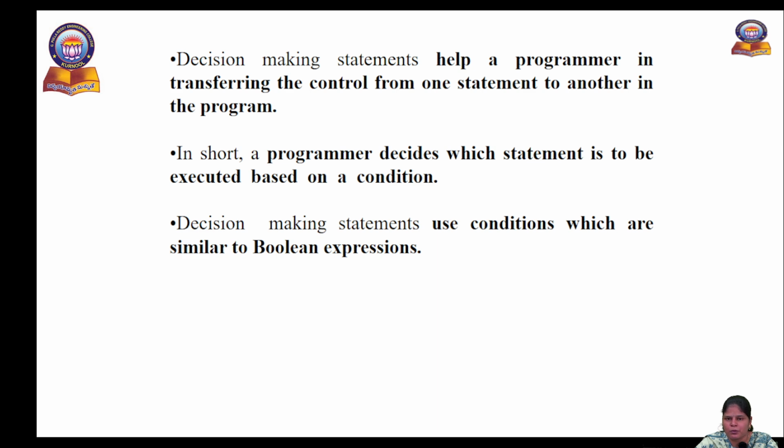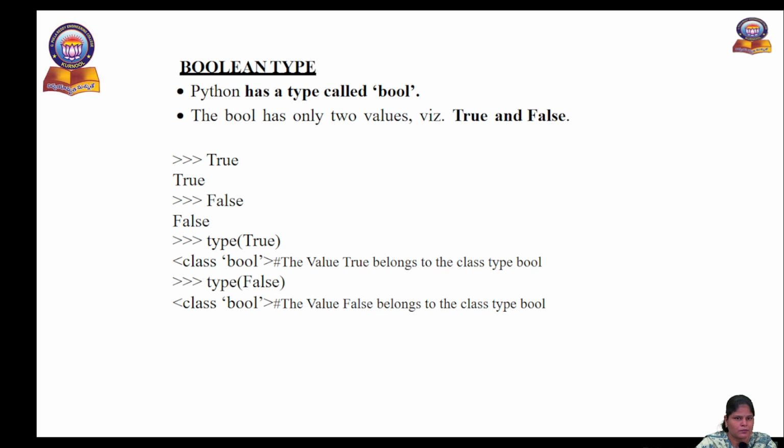Decision-making statements use conditions which are similar to Boolean expressions. So, based upon decisions like true or false, whether the set of statements is to be executed or not, the decision will be taken by the programmer. The programmer decides whether he wants to continue the flow of execution or shift the flow of control to some other place within the program. That decision is made by the programmer using decision-making statements, right?